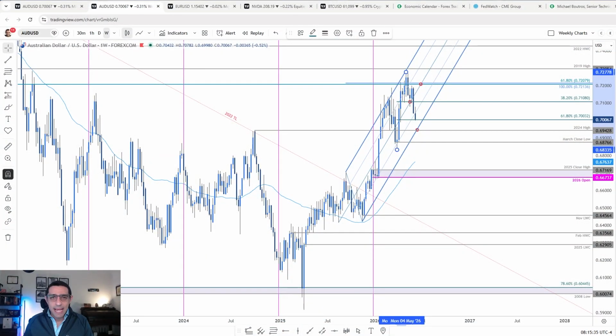Multi-timeframe look at the Australian dollar. We've been down 4 out of the last 5 weeks, a decline of nearly 3.8% off the yearly high, breaking major support last week. Here's the weekly chart.